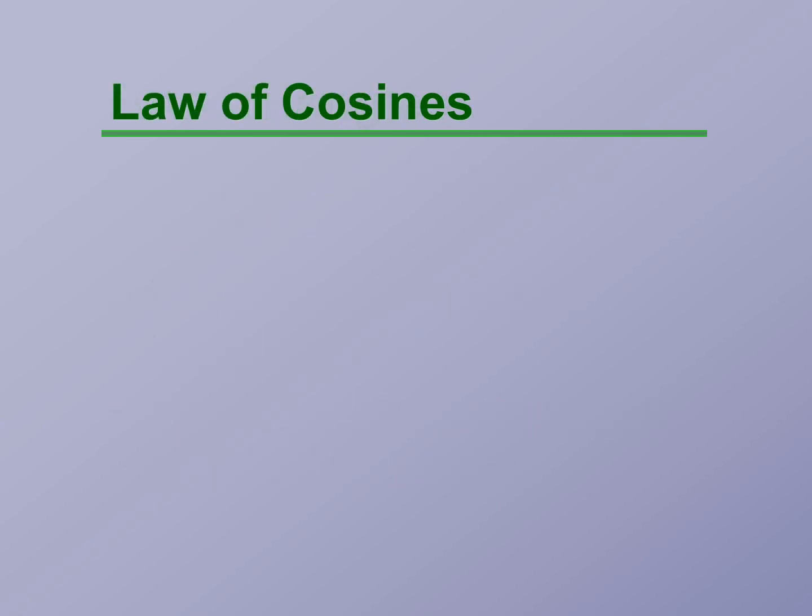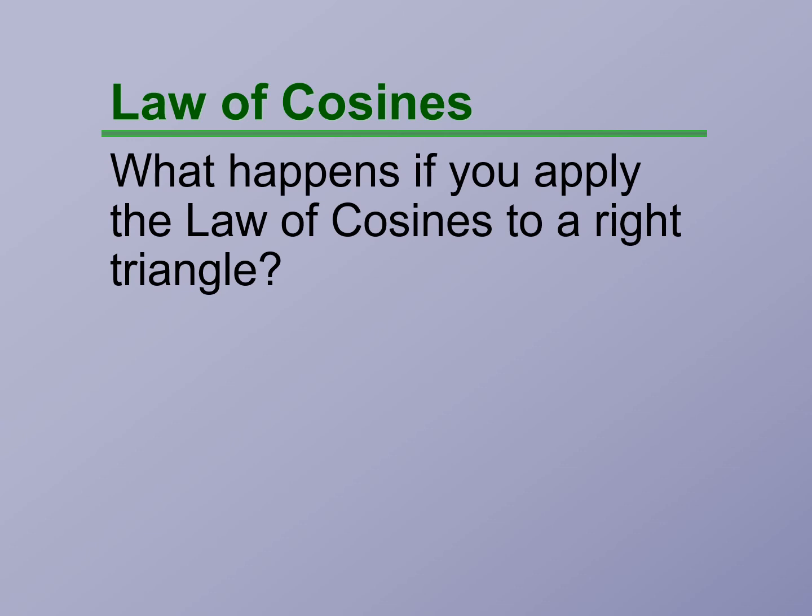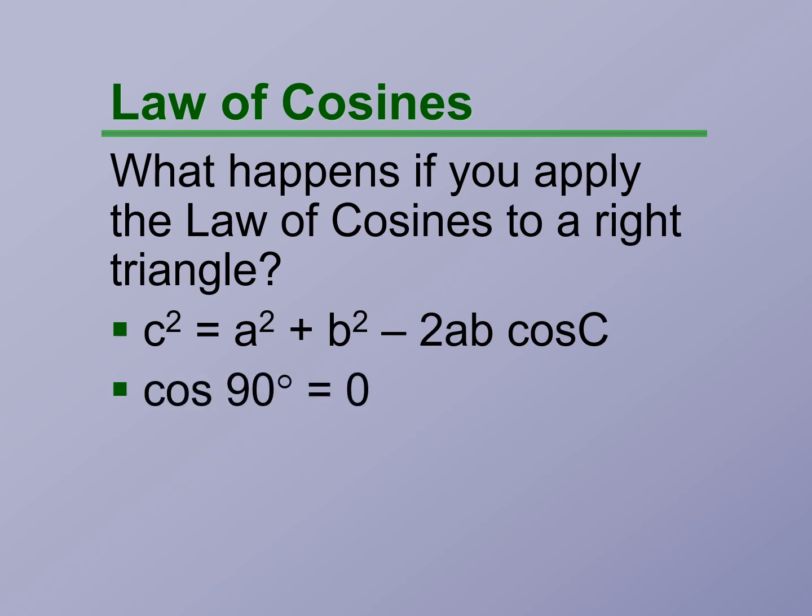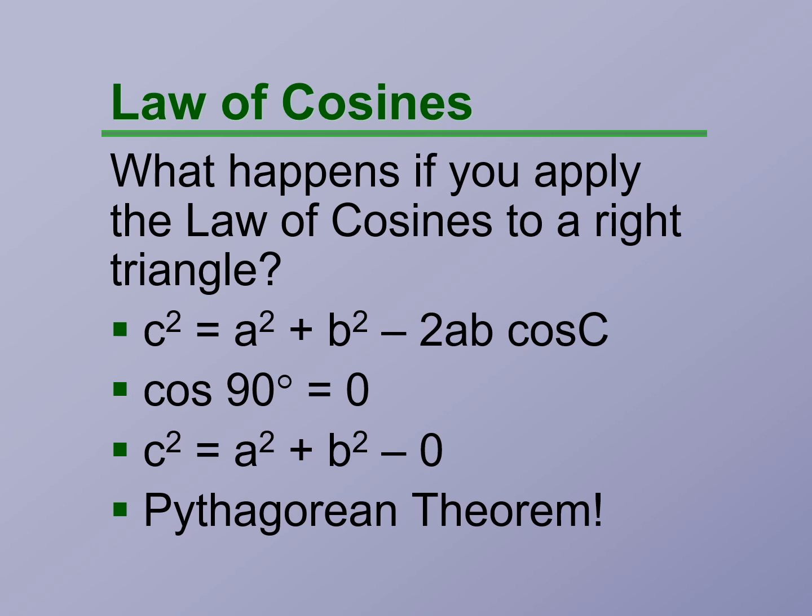Now, you can apply the law of cosines to a right triangle. Let's say angle C is a right angle, which means it's 90 degrees. And cosine of 90 degrees is 0, which means you end up with C squared equals A squared plus B squared minus 0, because 0 times 2AB is still 0. So you end up with A squared plus B squared equals C squared, which is the Pythagorean theorem. That's a neat little proof about the Pythagorean theorem and how we get the law of cosines from that.